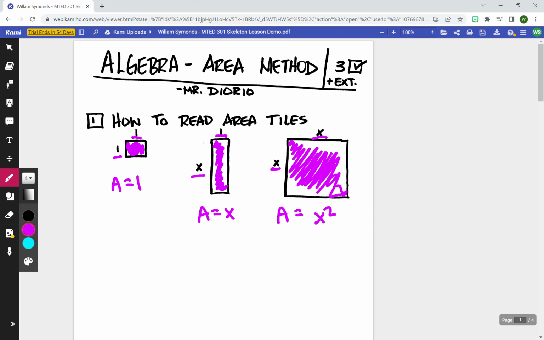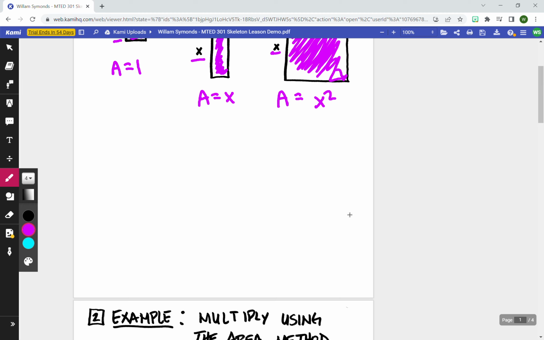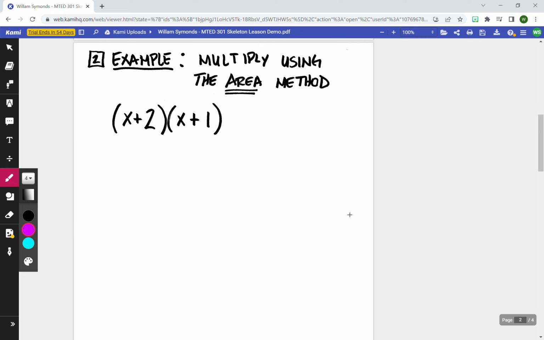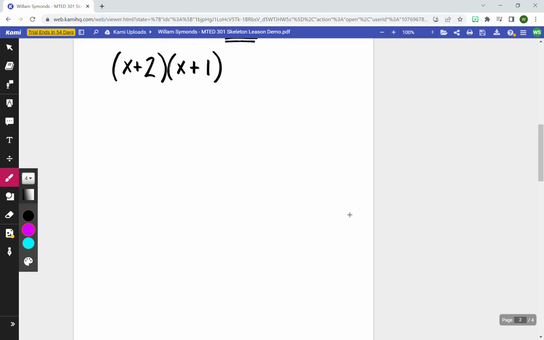So these 3 area tiles are a method for us to describe how to multiply binomials, which will be in box 2. Moving down, we have an example of x plus 2 times x plus 1. Using the area method, we can describe x plus 2 and x plus 1 using our squares, rectangles, and x squared squares.